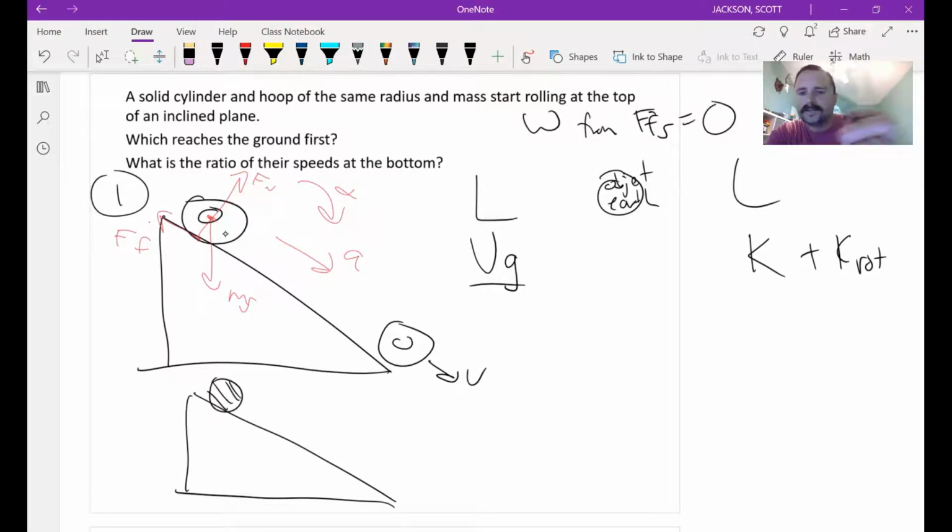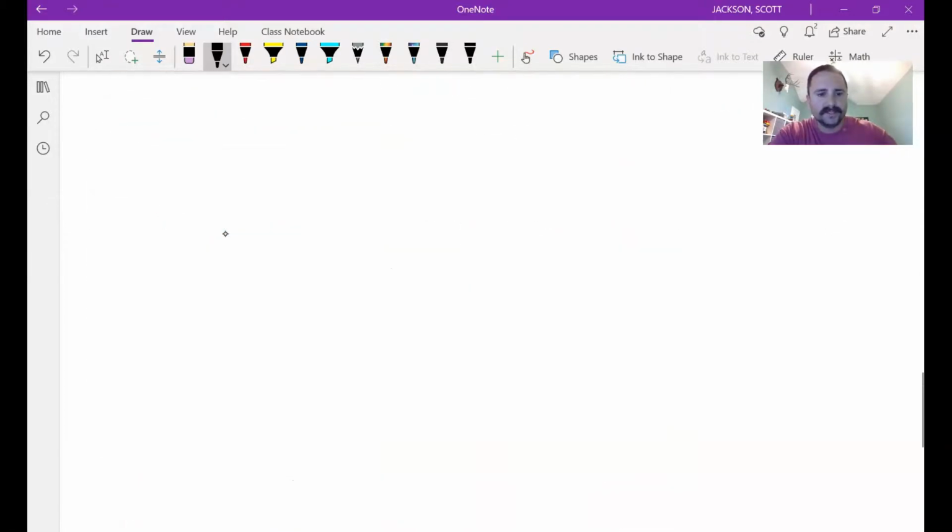Right? And so that's what the setup is. For a disk, nothing else changes. Both of them start with potential and go to rotational. So both of them would look like this.